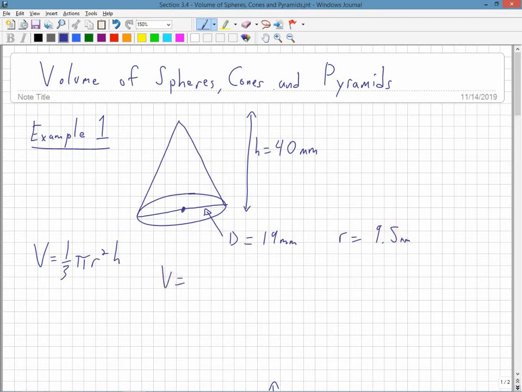So when we're plugging these values in, we get 1/3 times pi times the radius squared, which is 9.5 squared, times the height, which is 40 millimeters. Always check to make sure that your units are all the same measurements. For instance, I could have made this height equal to 4 centimeters. Then we would have had to convert everything to millimeters, and we know, of course, that there are 10 millimeters per centimeter. So these two values, 40 millimeters and 4 centimeters, are the same, but we need them all in the same units. So please make sure to have them all in the same units. So we'll use all millimeters.